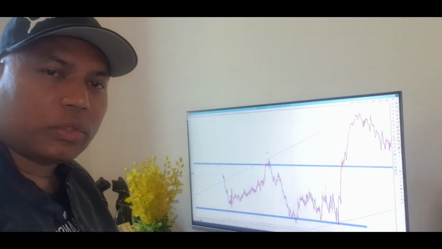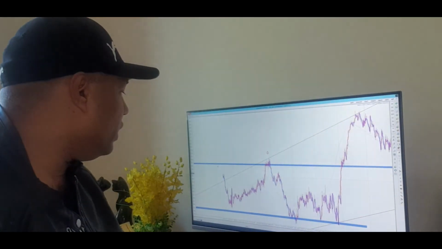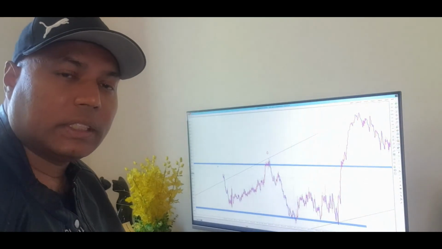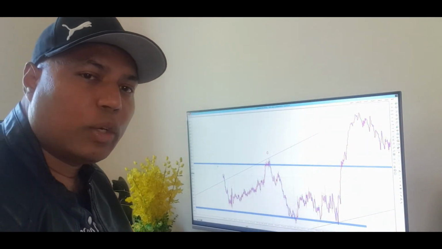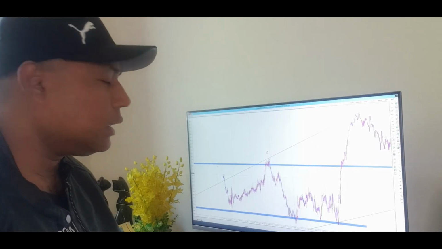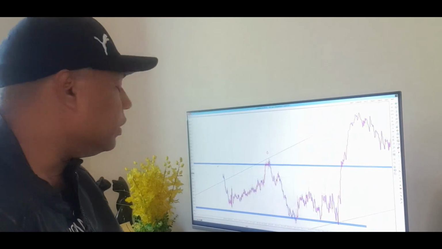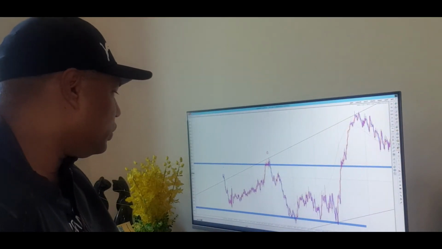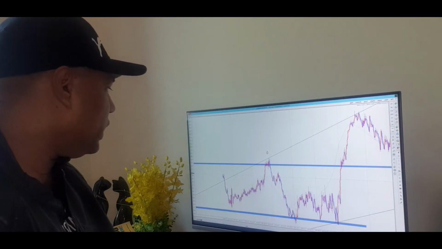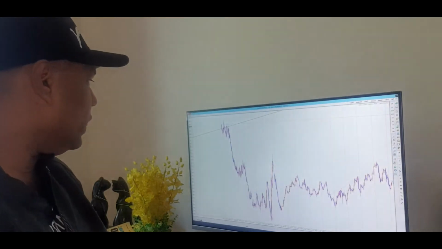Okay, and also one thing you have to remember is that in November the US presidential election is coming up, so there will be some fundamental reason that price could move in either direction, so you have to be careful during this time period. Okay, so we know what price is doing in the weekly chart. Let's move on to the daily chart and see what it is doing.